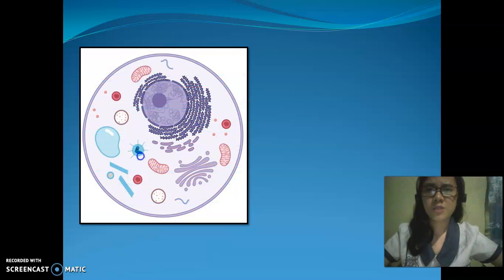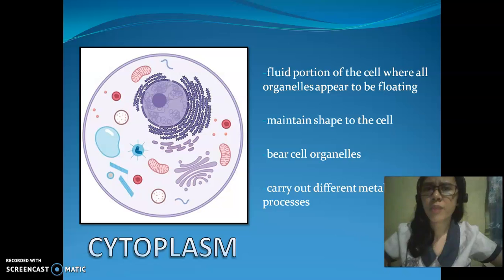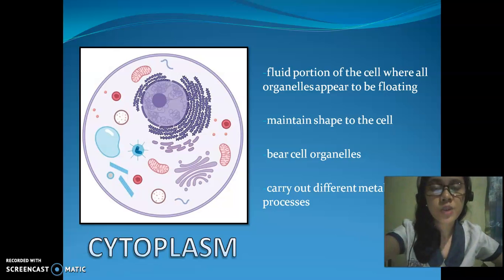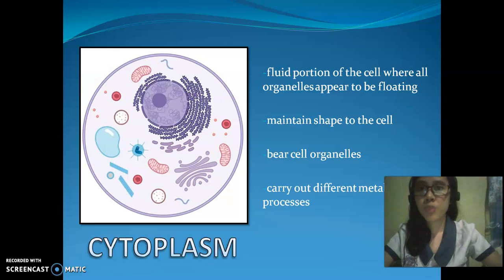The cytoplasm is the entire region of cell between the plasma membrane and the nuclear envelope. It is the fluid portion of the cell, approximately 70% to 80% water, where all organelles appear to be floating. Cytosol is the fluid portion of the cytoplasm.